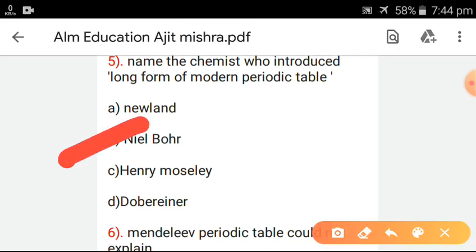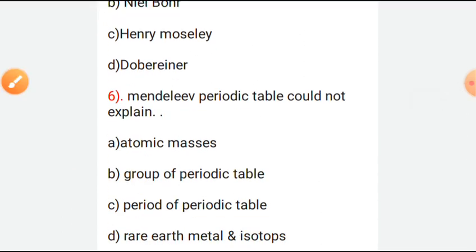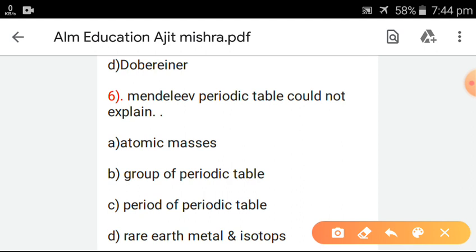Niels Bohr. Next question. Mendeleev's periodic table could not explain what? Among the given options, which could not be explained by Mendeleev's periodic table? Option A, atomic masses. Option B, groups of the periodic table. Option C, periods of the periodic table. Or option D, rare earth metals and isotopes. Which will be the correct answer? The answer will be option D, rare earth metals and isotopes.